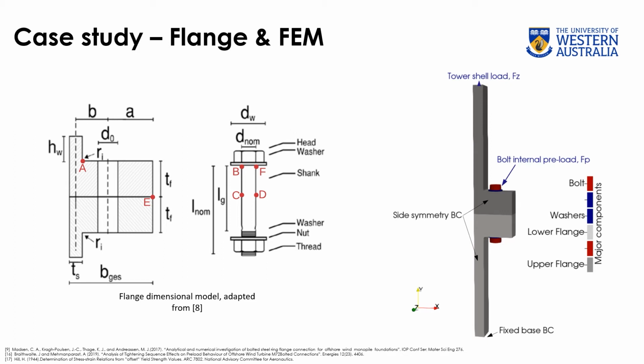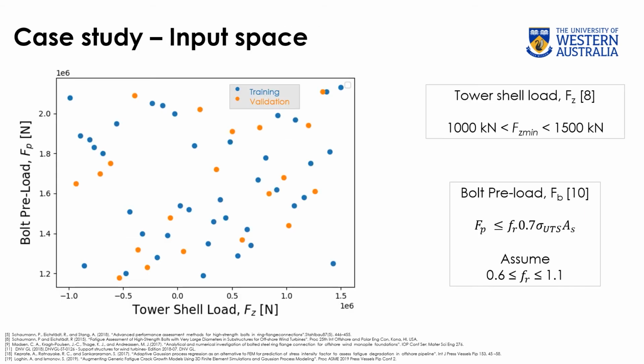Tetrahedral meshing is used, and the stress field under assumed loading Fz and boundary conditions is simulated numerically. Contact is modelled between flange faces. We consider bolt preload and tower shell load as the dimensions of the input space for the FEM simulation. We use a Latin hypercube sampling technique to randomly select a discrete number of points to provide the design space, maximizing coverage on all input space dimensions.